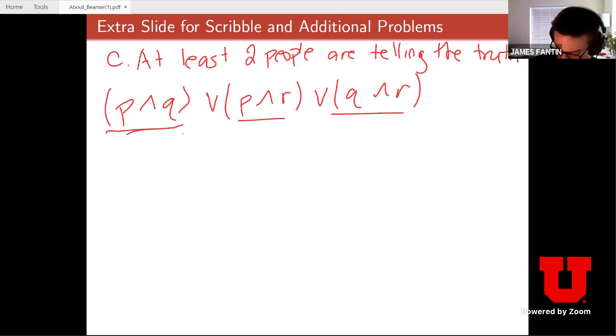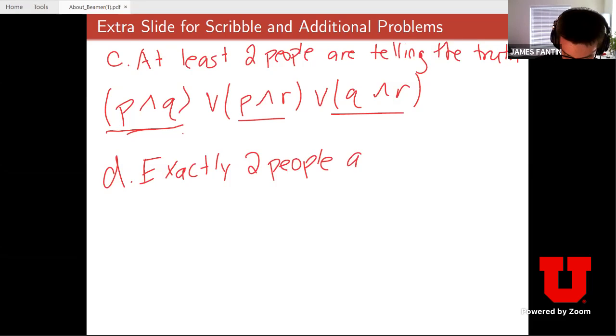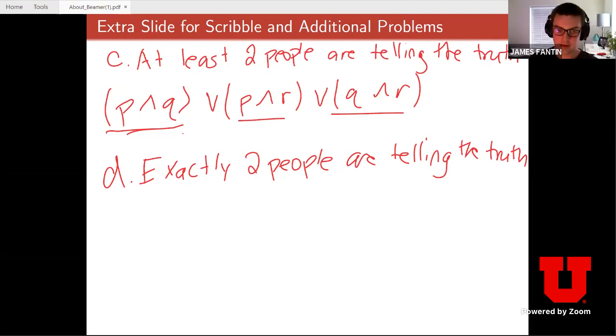No, looks good. Okay, and then let's quickly wrap up with D. So exactly 2 people are telling the truth. So similar to the one we just did, but we want to make sure we have the case where A and B and C can't all 3 be telling the truth.